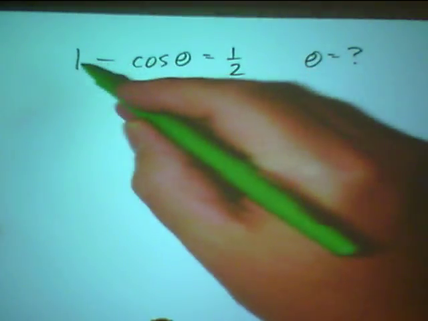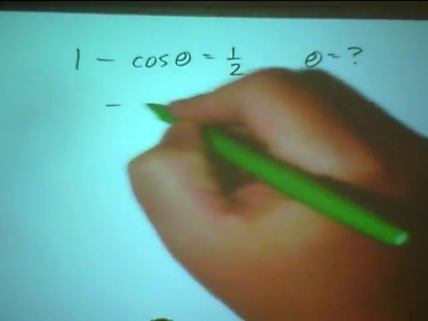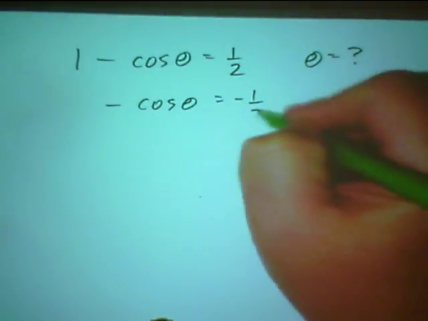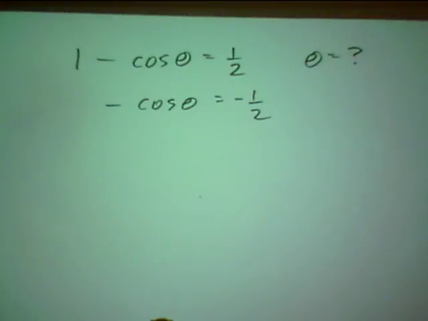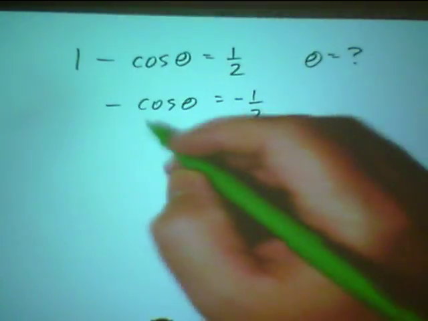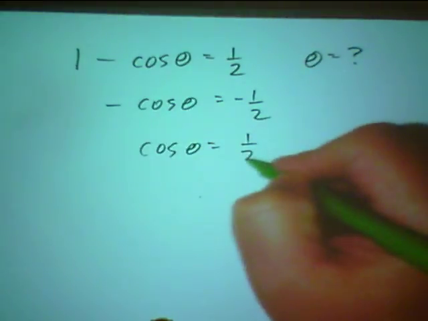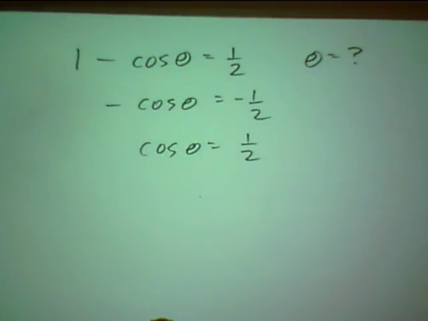I will go ahead and subtract 1 from both sides. So negative cosine theta equals negative 1/2. What I want is cosine theta, so I will either multiply or divide both sides by -1, whichever you want to do. You end up with cosine theta equals 1/2. So here we go, we solve for the trig function. Now I want to solve for theta.